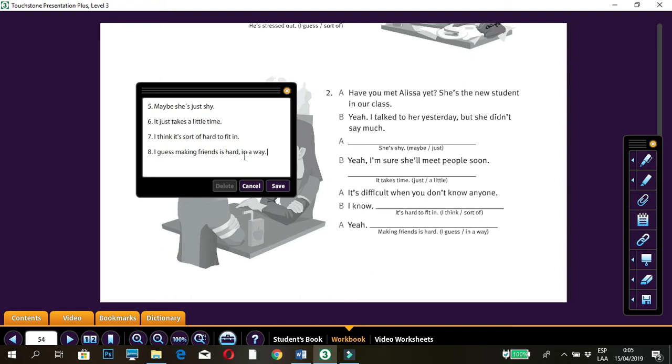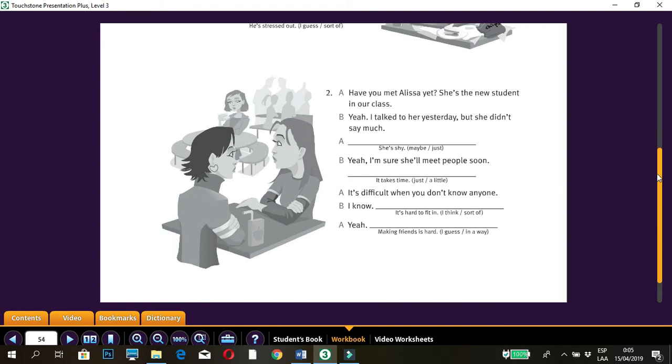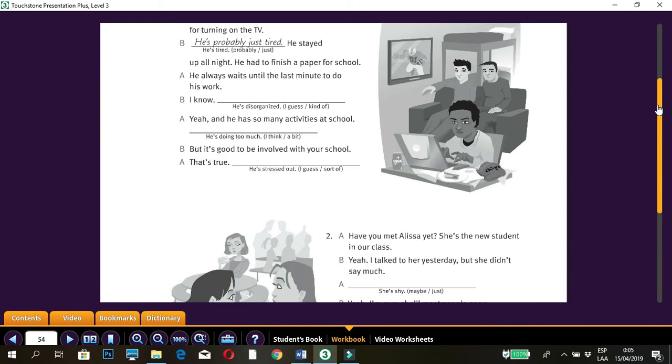So you see, instead of saying these things that sound too direct or kind of rude sometimes, you can use these expressions to soften your comments, okay? You can always do that. And let's continue with the next page, okay?